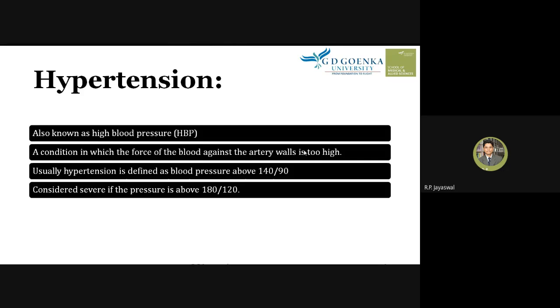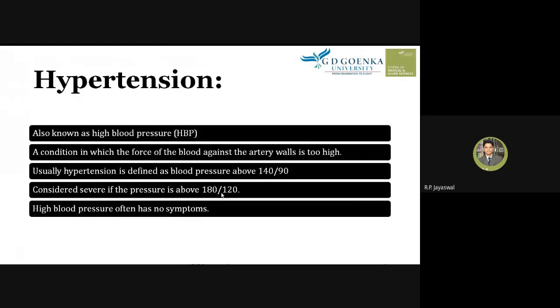So here there are two values, 180 by 120. 180 is the systolic level and 120 is the diastolic. So 180 systolic and 120 diastolic. If the pressure is up to this level or above this level, then we can consider it a severe level of hypertension. High blood pressure often has no symptoms.